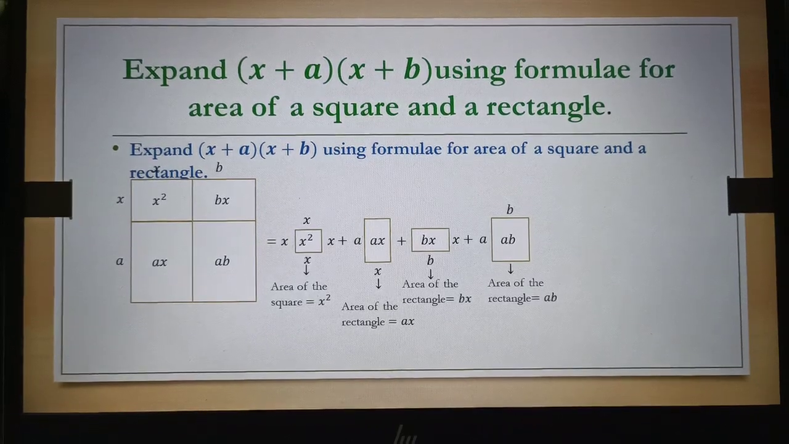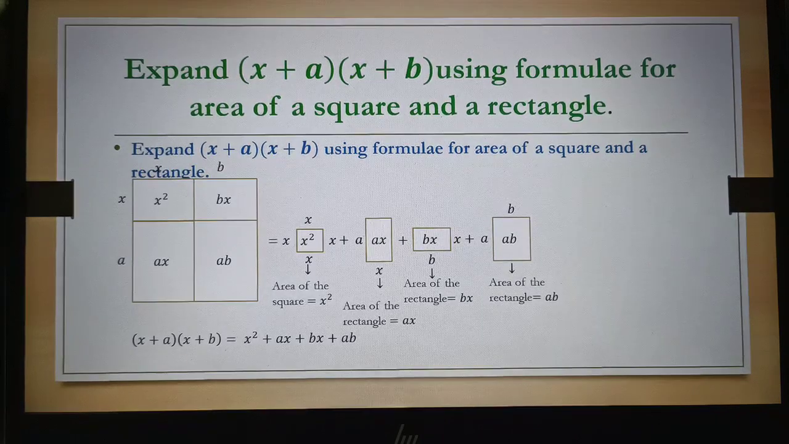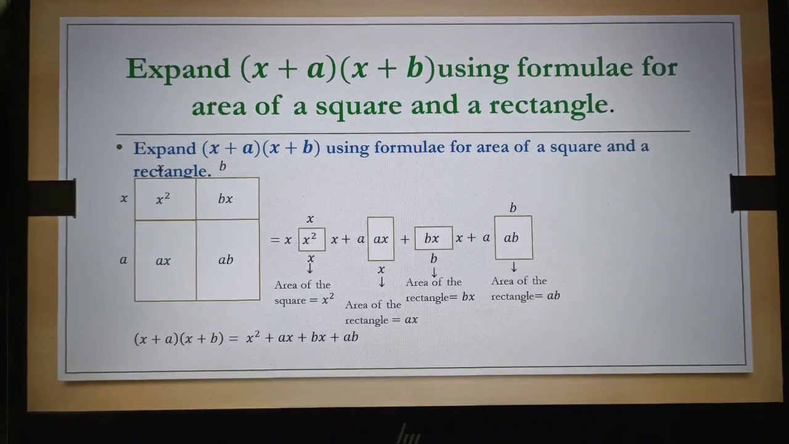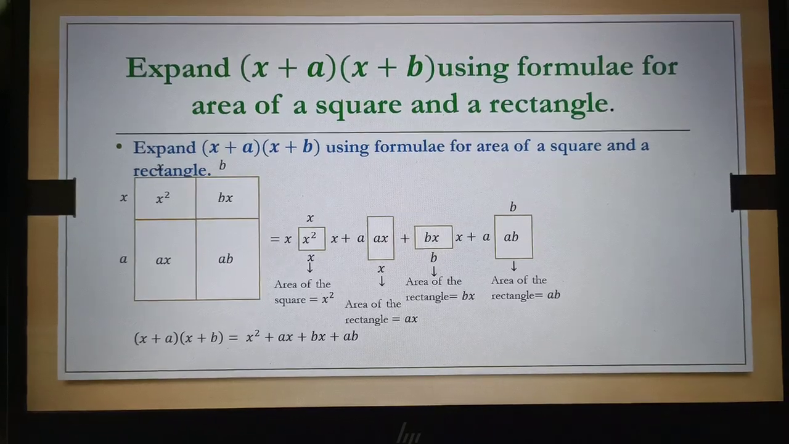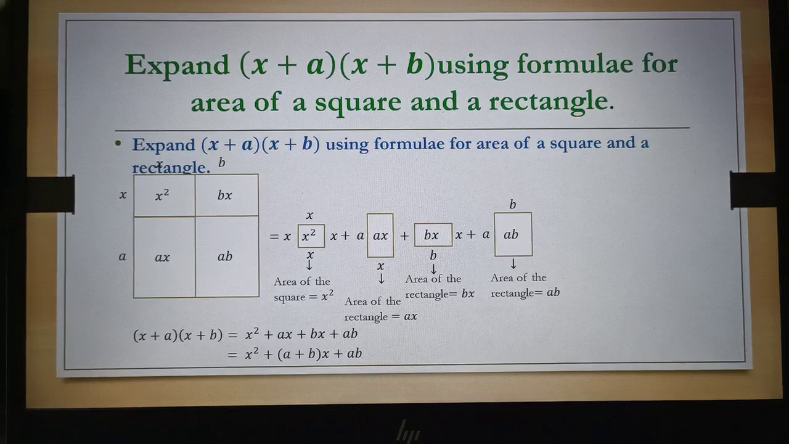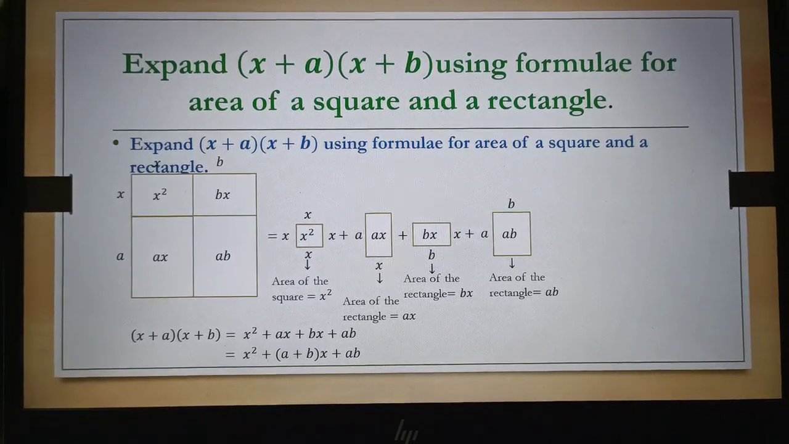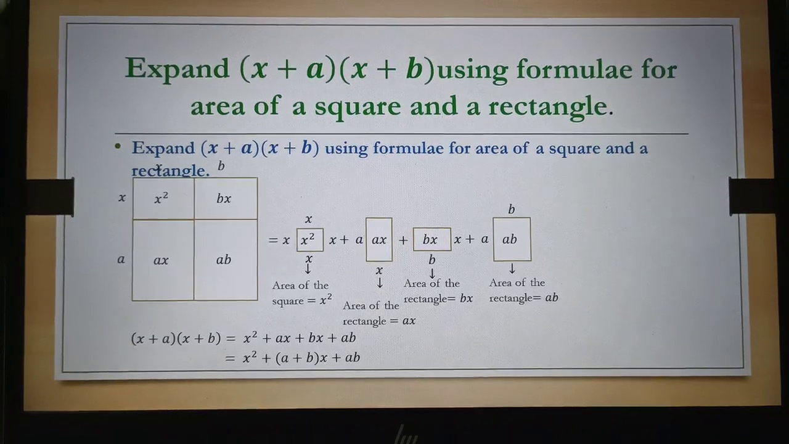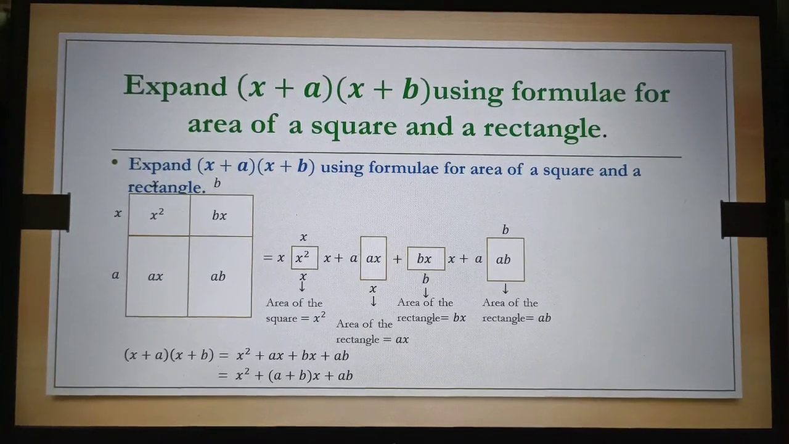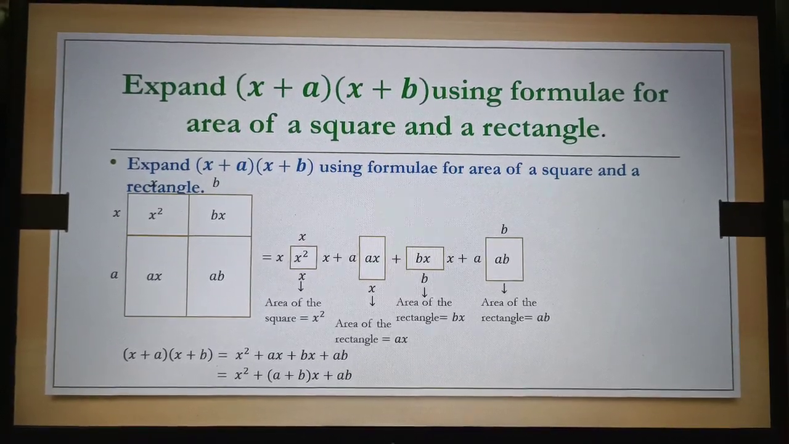Now we are going to add all these areas. That is, the first one is x square, the second one is ax, the third one is bx, and the fourth one is ab. When we add, we get the answer, that is x square plus ax plus bx plus ab. In these two terms, x is common, so we'll take x outside. Then which ones are uncommon? That is a and b. So that is x square plus a plus b into x plus ab.